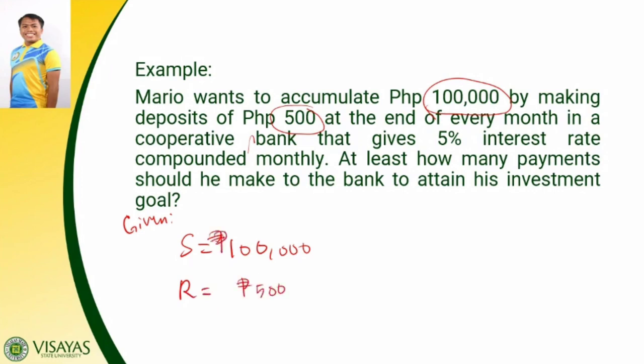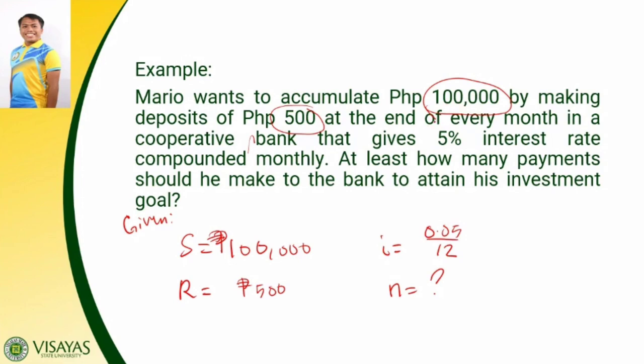Mo man lagi iya makuan afford. And we are also given I, which is 5% compounded monthly, so that's 0.05 divided by 12, okay, monthly. Right? And we wish to find the value of n. So ang n ang ato gipangita karon. Pila man ang ato payments. Okay, pila man ang payments nga iya himuon para makaabot siya og 100,000.